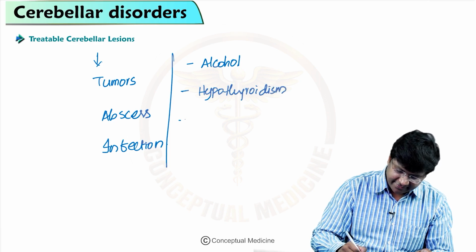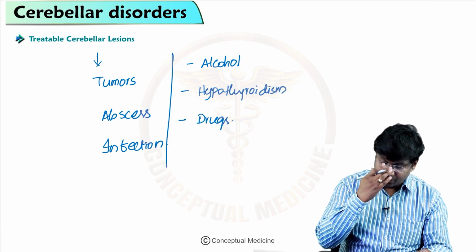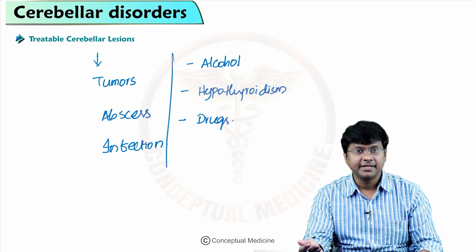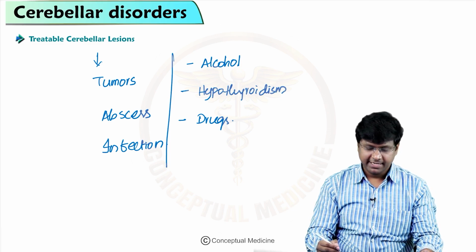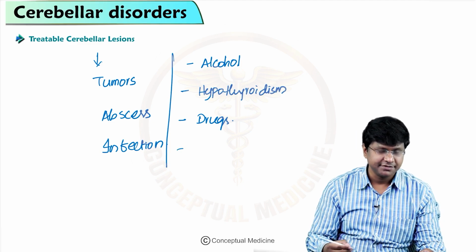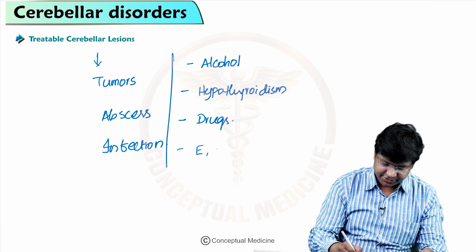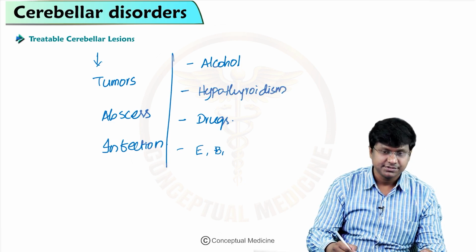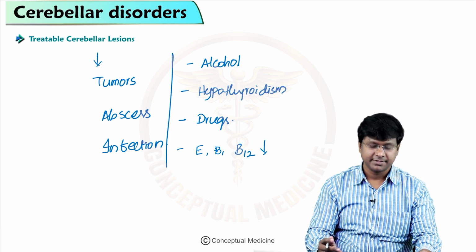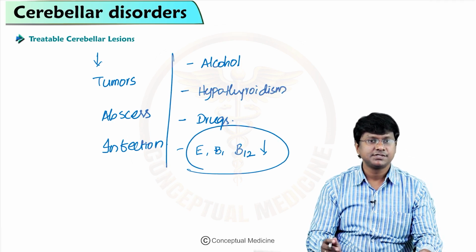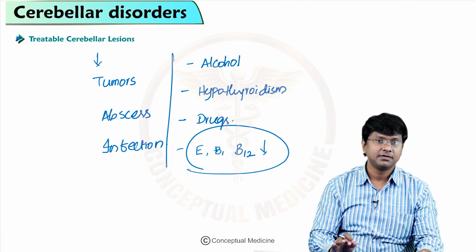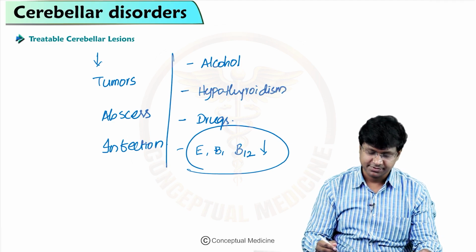Then followed by that we have drugs, and these particular drugs include the phenytoin sodium. You stop the drugs, the cerebellar lesions will subside. And then the hemorrhage. So after having discussed the drugs, which are all treatable causes, and even certain vitamin deficiencies like vitamin E deficiency, vitamin B1 deficiency, and as well as B12. Right, so B12 is your methylcobalamin. So when these vitamin deficiencies are being treated, then the individual will have the recovery of the cerebellar symptoms.